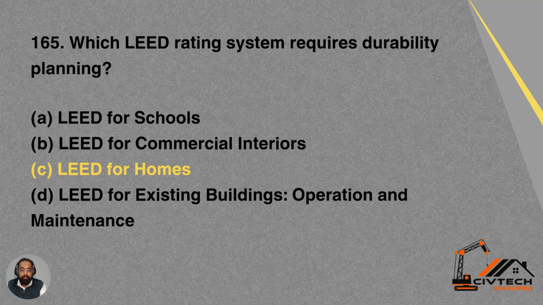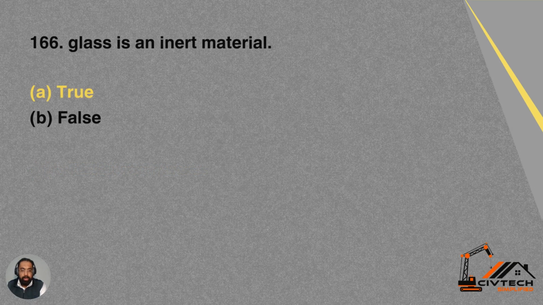Which LEED rating system requires durability planning? Option A, LEED for schools. Option B, LEED for commercial interiors. Option C, LEED for homes. Option D, LEED for existing buildings, operation and maintenance. Which LEED rating system requires durable planning? C is the correct answer. LEED for homes. It needs a durable planning.